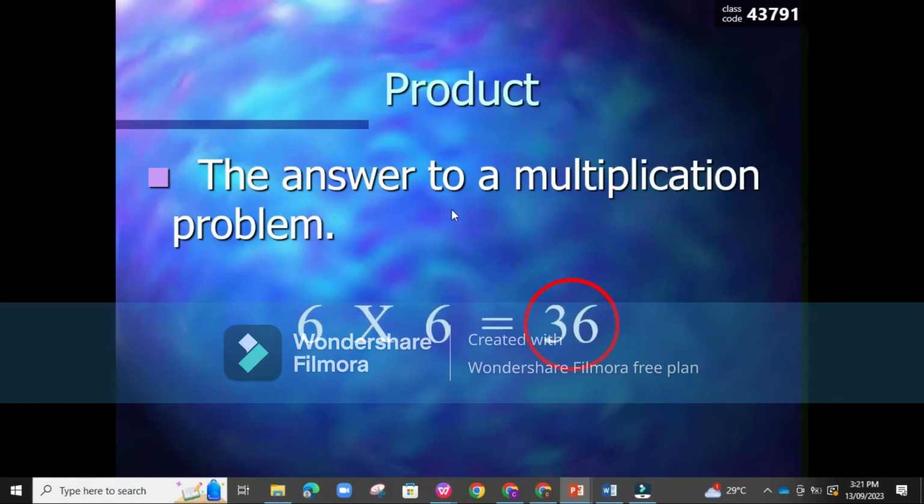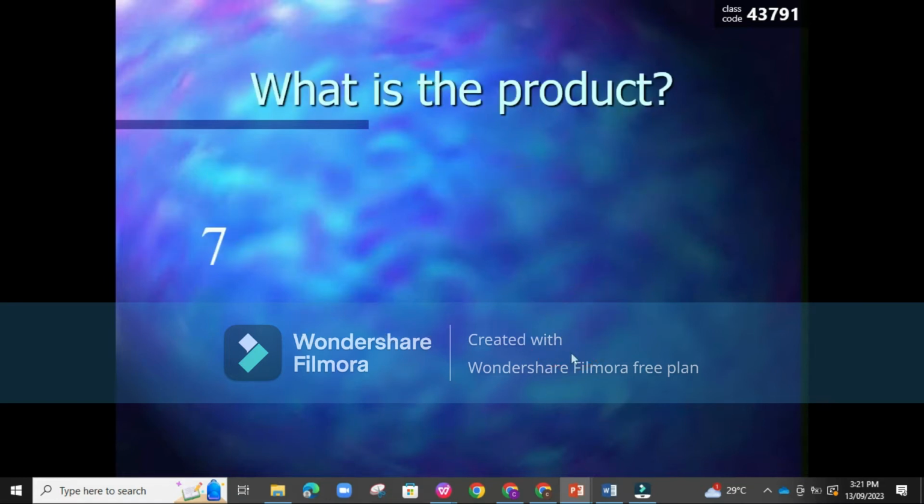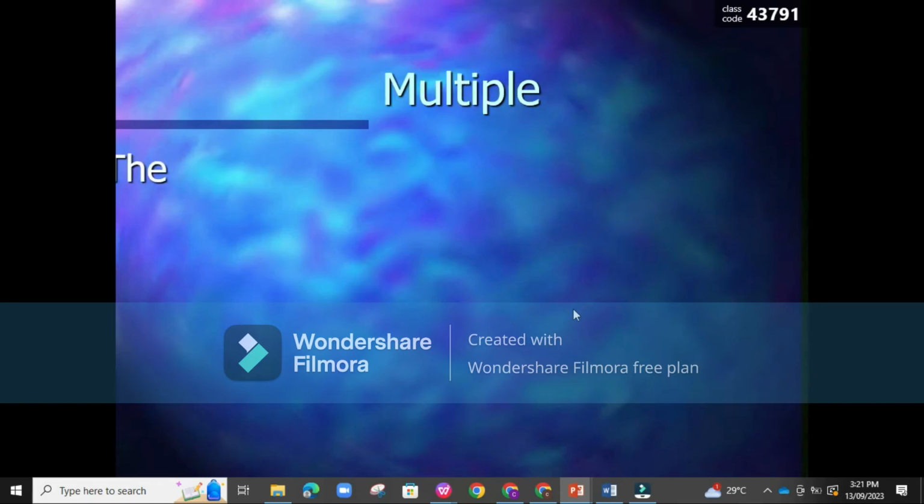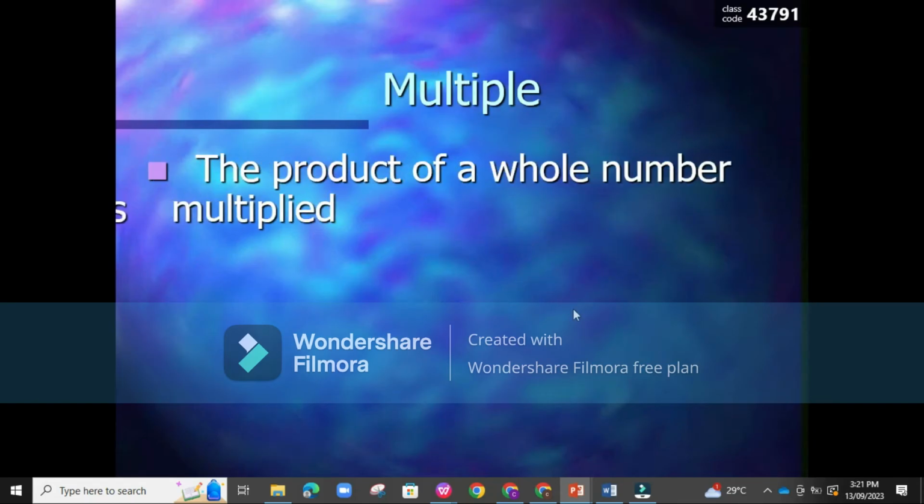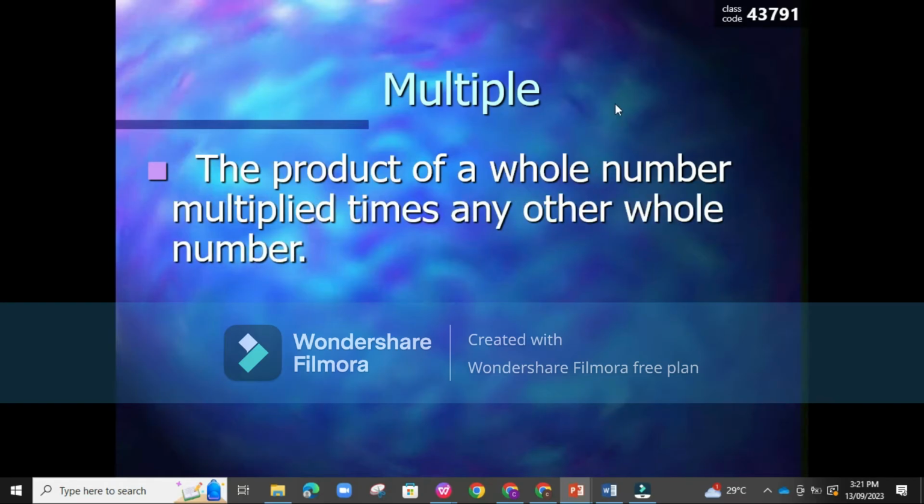The answer to a multiplication problem is called a product. For example, 6 times 6 is 36, 7 times 8 is 56, and 8 times 9 is 72. What about a multiple? When we say multiple, it is the product of a whole number multiplied by any other whole number. So that is the definition.